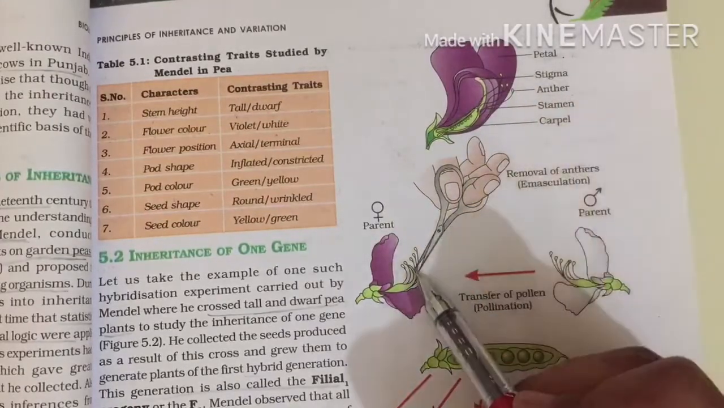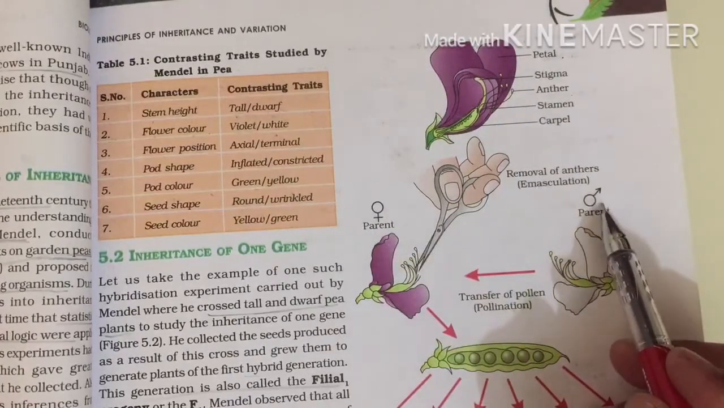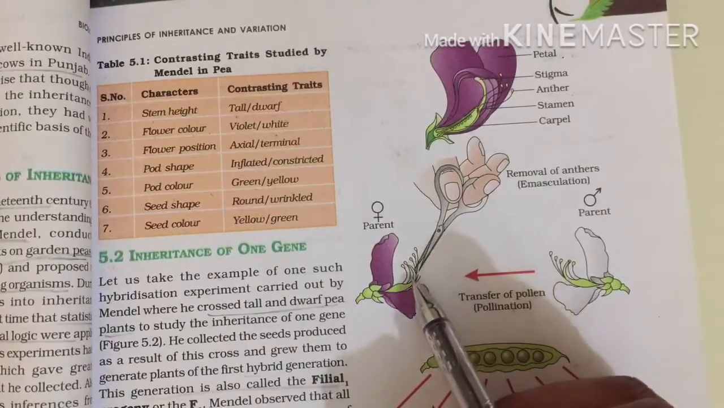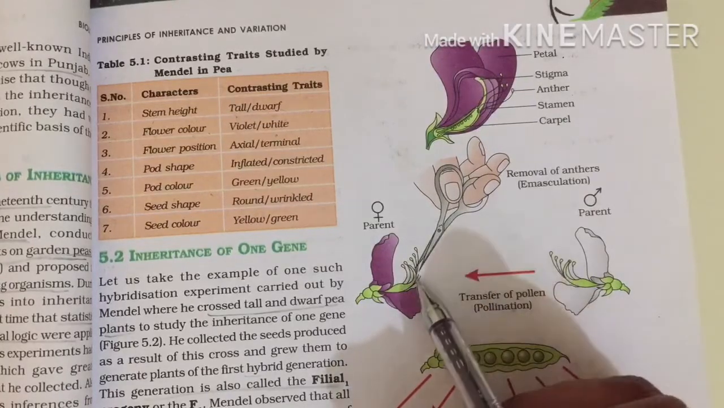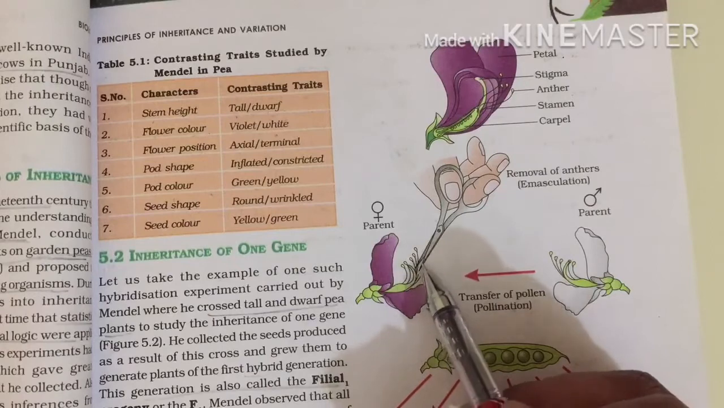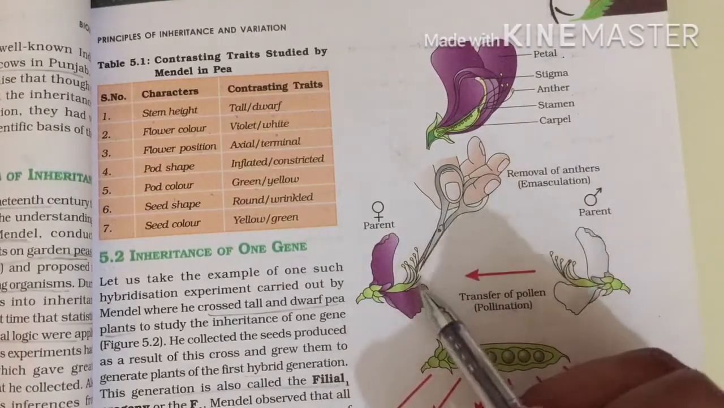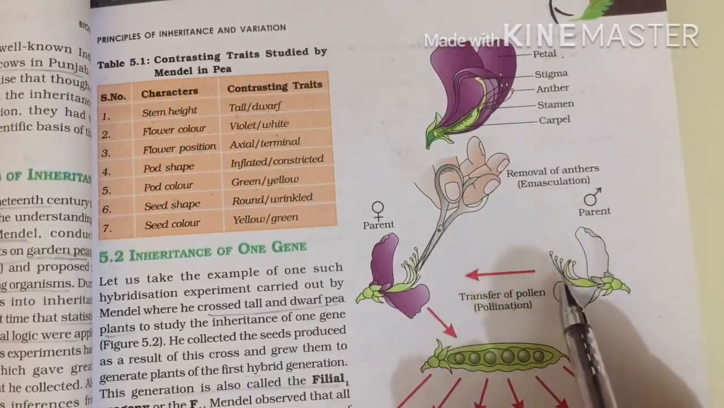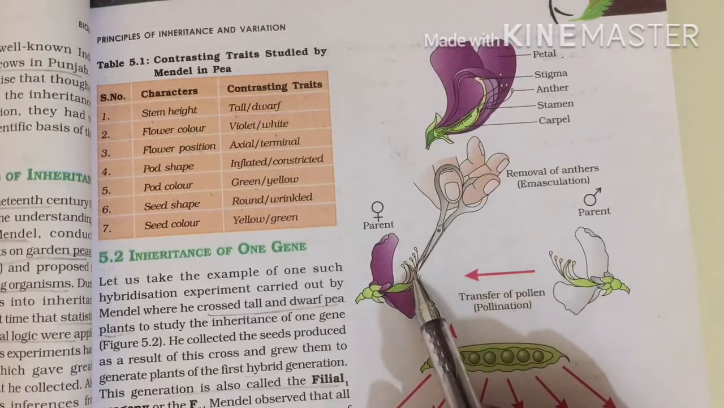Now here you can find this is one of the parents, the female, and this is the other parent, the male. In the female parent, with the help of scissors, anthers are removed. The removal of anthers with the help of scissors is what we call emasculation. When it has been removed, this is a female flower. We don't want its anther, we want its gynoecium. That's why it has been removed. Anthers have been removed, which means this step is emasculation. Now this one is a male flower from which we are collecting the pollen grains. Those pollen grains are transferred or dusted onto the stigma.